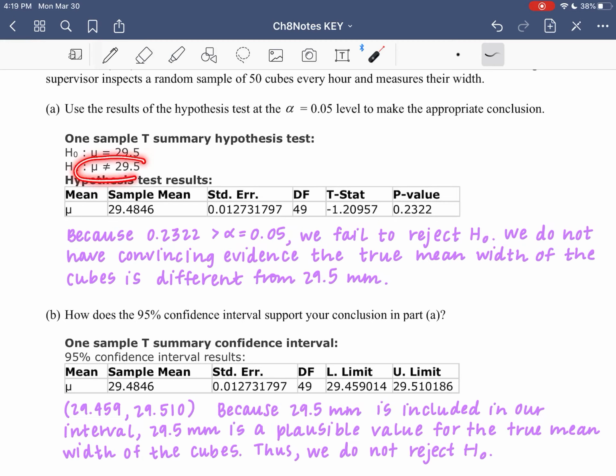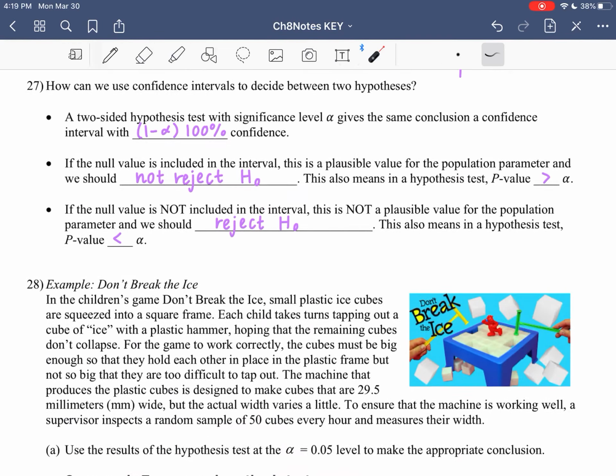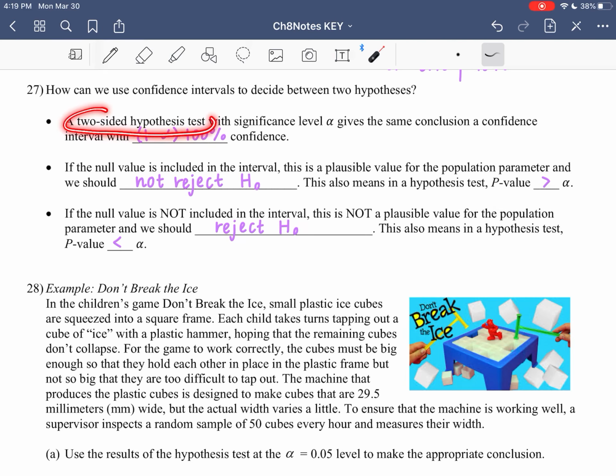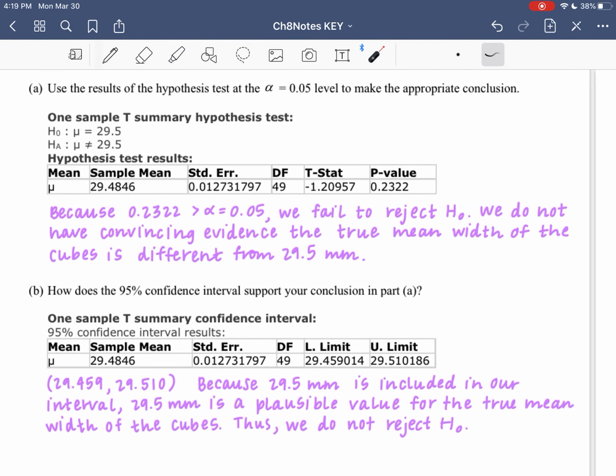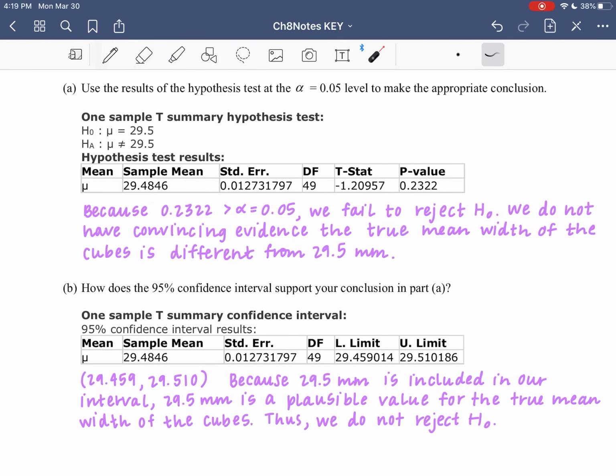So here we have a two-sided hypothesis test with a 0.05 alpha level corresponding to a 95% confidence interval. So going back up to our bullet, two-sided hypothesis test, we've got that. We had 0.05 here, which means we should have 95% here. So we can compare these, and what we should see here is that the results of our confidence interval do help us make the same conclusion that we just made looking at the results of our hypothesis test.